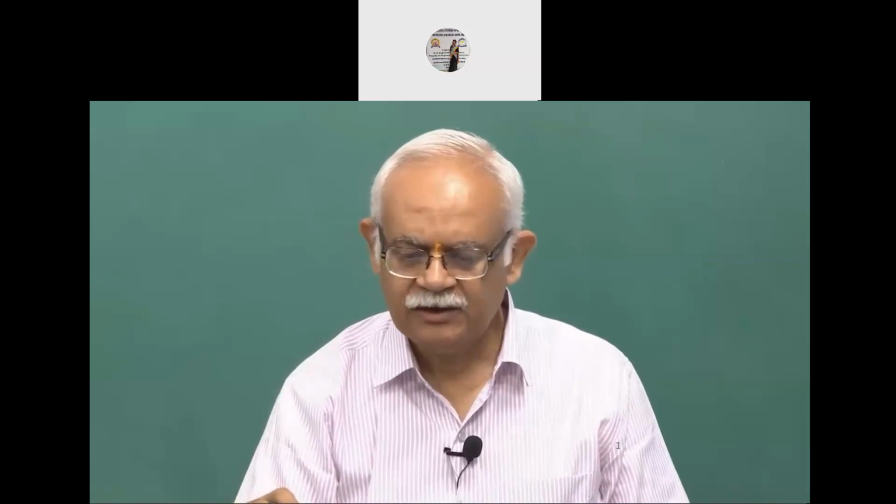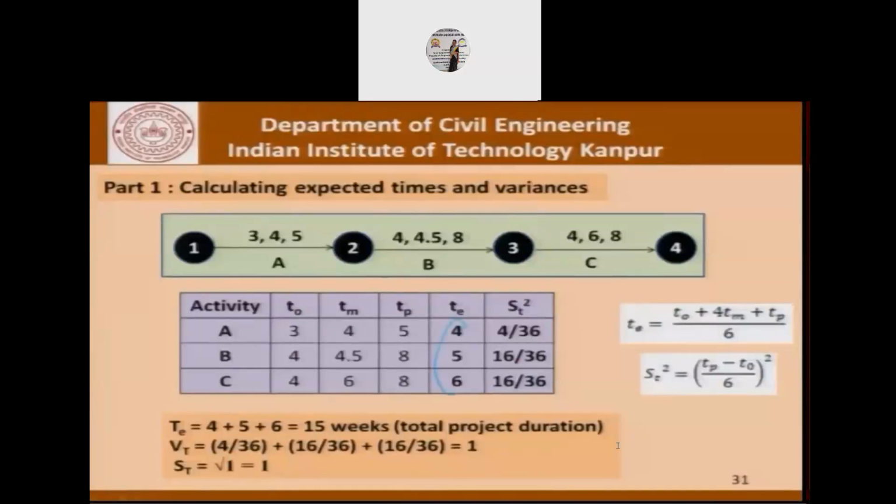So moving forward, we first calculate the TEs and the sigma squares using this formula, and we find the capital T, which is the total project duration, by summing up these three small TEs, and we find 15. Similarly, the variance associated with the project is the sum of the variances of the activities, which is 1 in this case. So the standard deviation is 1. So we have this calculation carried out.